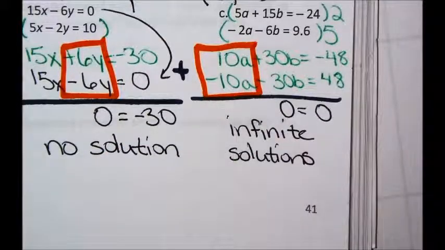For your homework, you also need to classify this as consistent or inconsistent. It is consistent, and every time you classify something as consistent, it can be either dependent or independent. So this is dependent. This problem is consistent dependent.